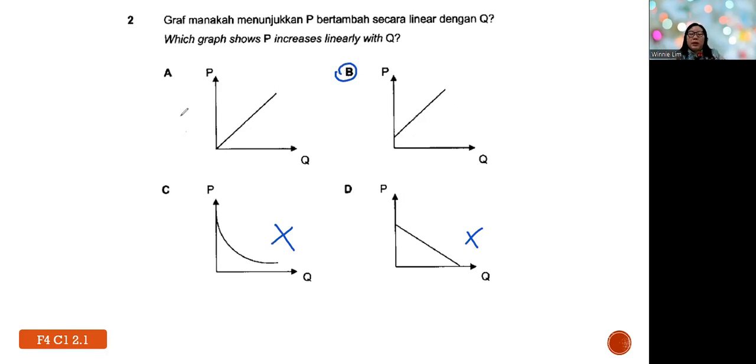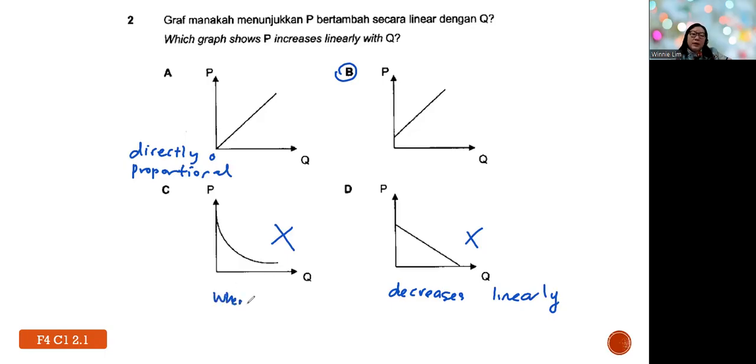So if it is A, what is the relationship? Then it will be directly proportional, because it starts from 0. If it is going downhill, then you say decreases linearly. And for C, because it is a curved graph, if you were to give the relationship, you say when Q increases, P decreases. So this is how you give the relationship of a graph.